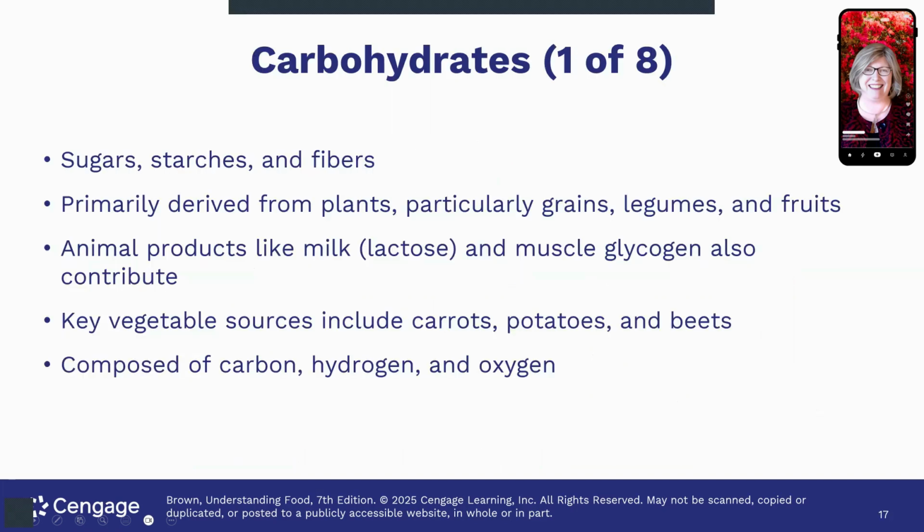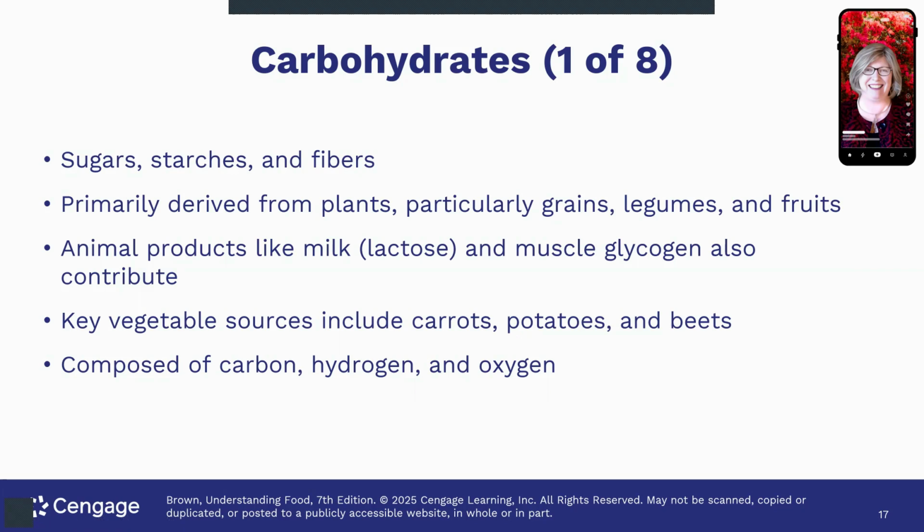Let's talk about carbohydrates. We're talking about sugars, starches, and fibers. These are mostly derived from plants, although you can have a small amount of carbohydrate in muscle glycogen, which is where the body does store some carbohydrate, and also in milk, the lactose in the milk, the milk sugar. Some of the starchier vegetables would be carrots, potatoes, and beets, although all vegetables will have some carbohydrate.